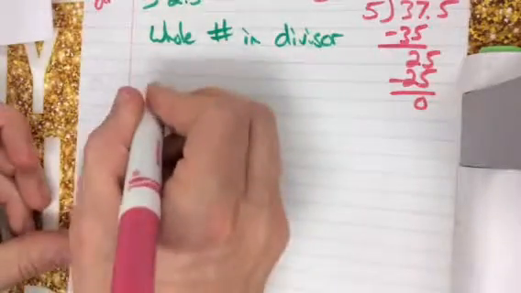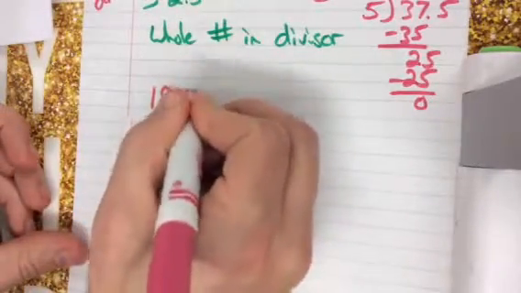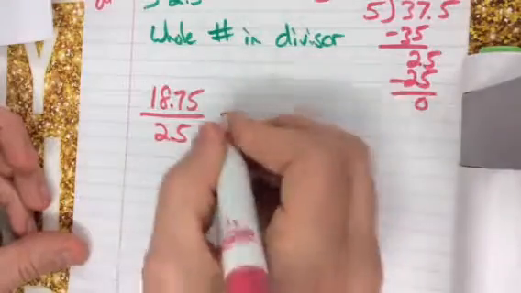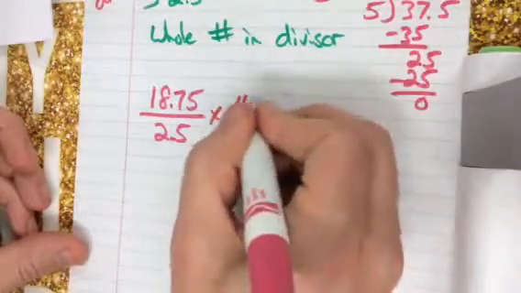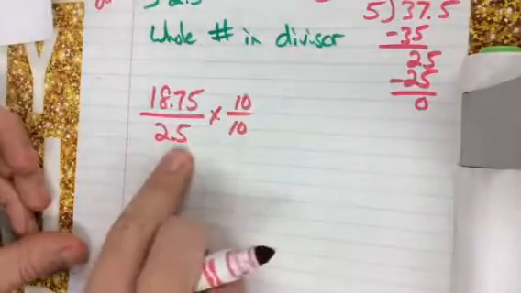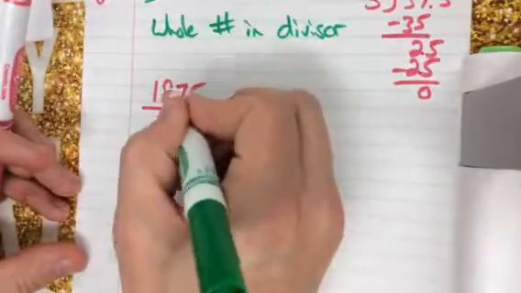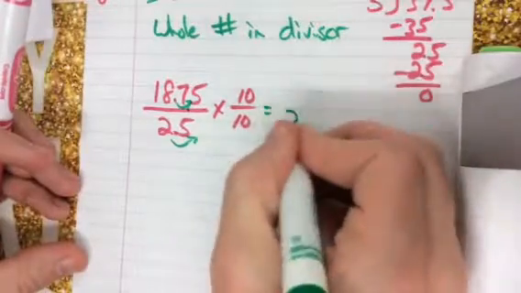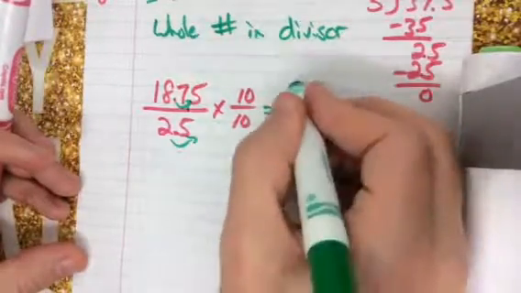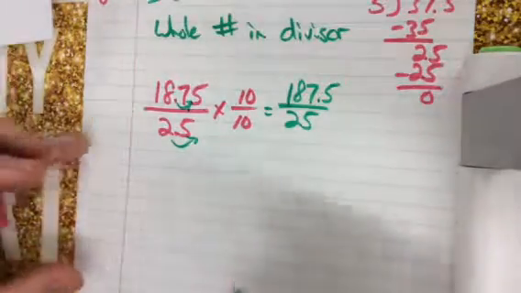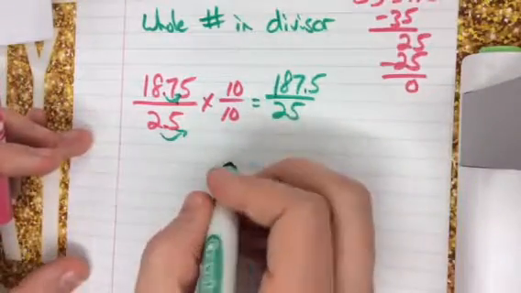Now let's see if we can get the same answer multiplying by 10. So if I have, again, 18.75 divided by 2.5, and I multiply this by 10 over 10 because there is 1 digit after the decimal, I'm going to move both of these 1 spot to get 25 as my denominator, 187.5 as my numerator, and again I can set up my long division algorithm the same way.